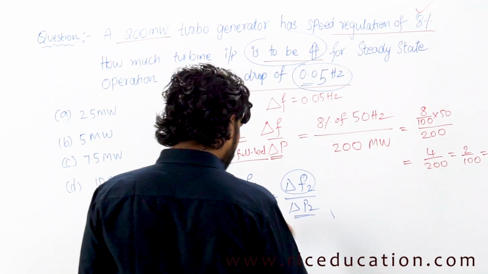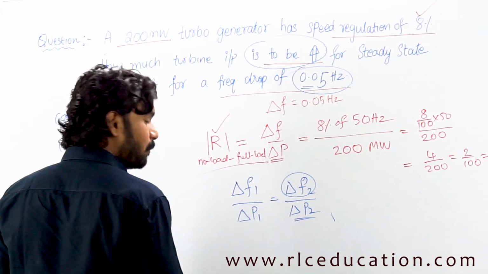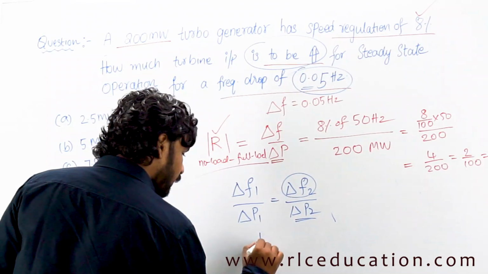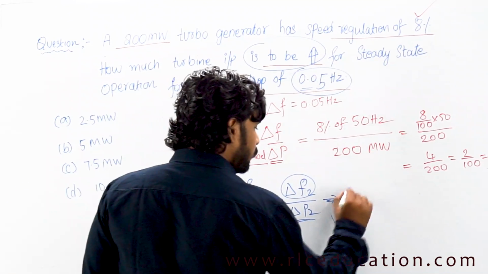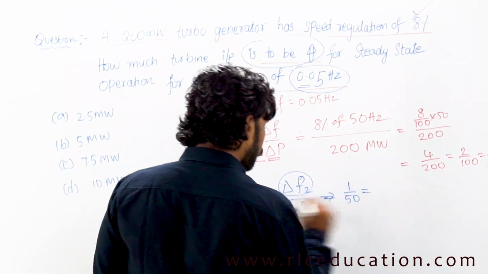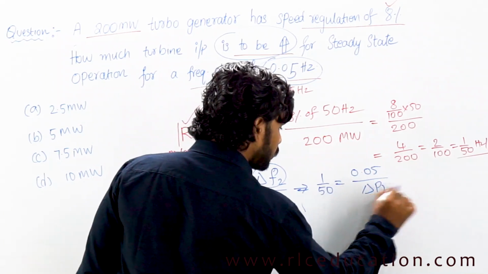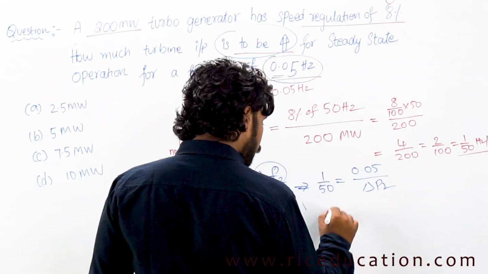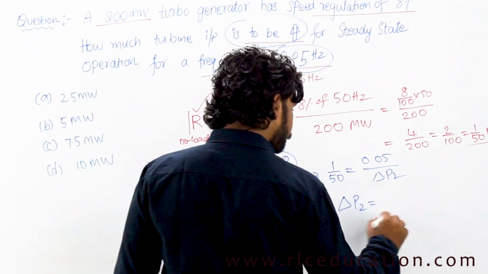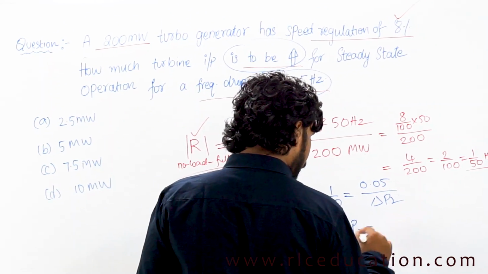So from this I can write down that delta F1 by delta P1 is already found, that is 1 by 50. So let me write it on this side. 1 by 50 is equal to delta F2, which is 0.05 hertz as given. So delta P2 is to be found out. That will be delta P2 equals 0.05 into 50.